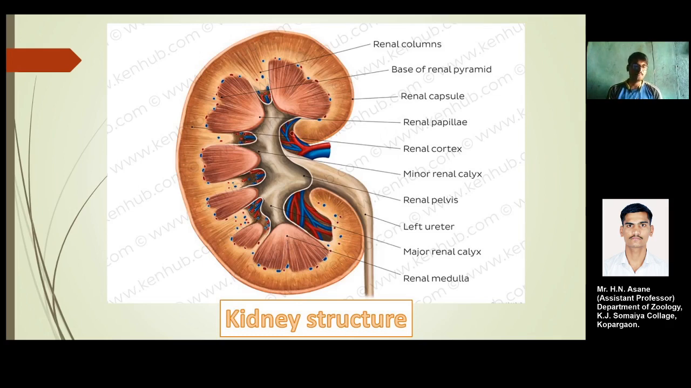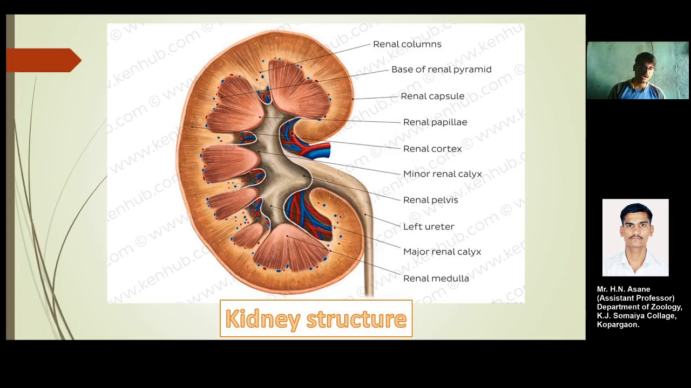The depression at the medial surface of the kidney is called the hilus. As you can see, the medial surface of the kidney is called the hilus, which serves as a point of entrance for the renal artery and exit for the renal vein. As you can see in this picture, the red is the artery and the blue is the vein. That part is considered the hilus.